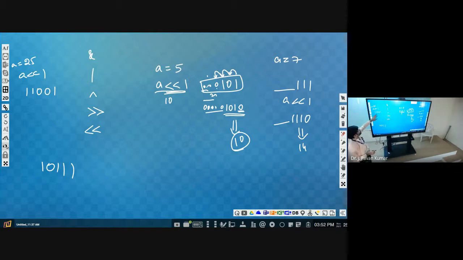So now left shift by how many positions? 1 position. So all these bits we have to shift towards left. Then what will be the result? 1 1 0 0 1 0. Now what is the decimal equivalent? The decimal equivalent is 50. Correct? Check.